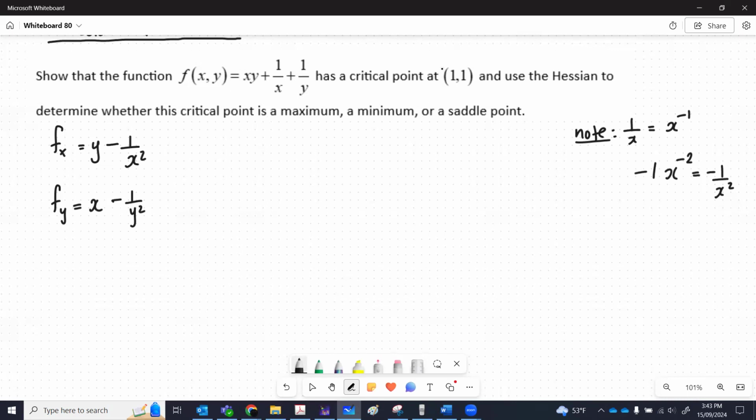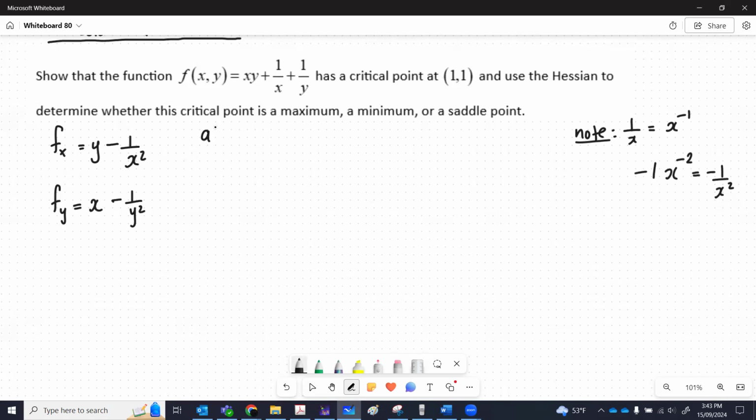Okay, now we're trying to show that this is the critical point. It means when we equate these to 0 and solve them simultaneously, we should get a critical point of (1, 1). So I like questions like this where you are asked to show that something is a critical point, because then you know whether you're right or wrong. Because if you're getting something that is different from this one, there may be more than one, at least one of them should be this critical point. So you always know whether you're doing the right thing or not.